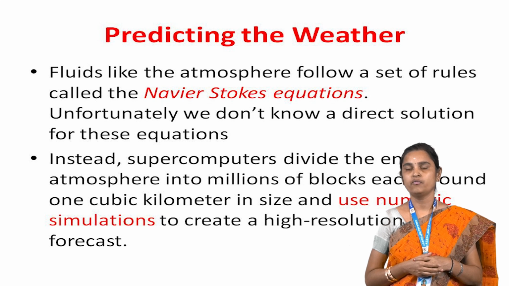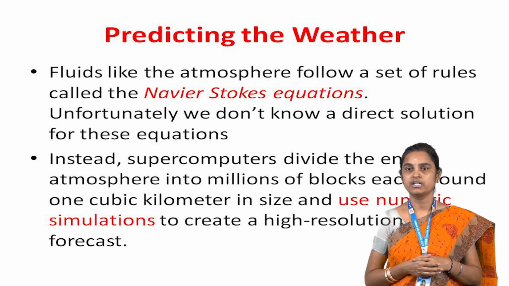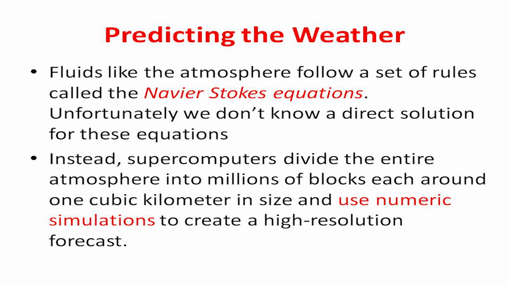Predicting the weather: fluids like the atmosphere follow a set of rules called the Navier-Stokes equations. Unfortunately, we do not know a direct solution of these equations. Instead, supercomputers divide the entire atmosphere into millions of blocks, each around 1 cubic kilometer in size, and use numerical simulations to create a high resolution forecast.